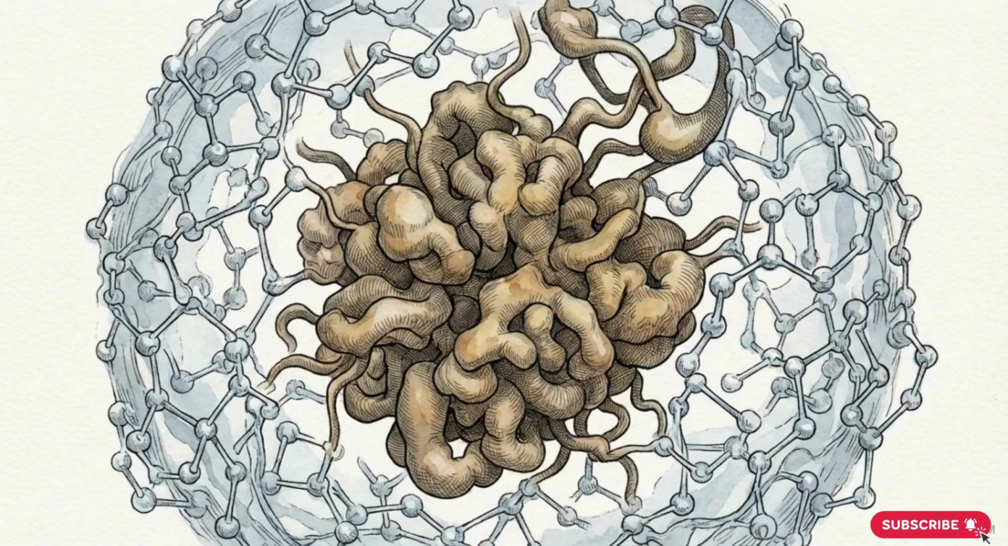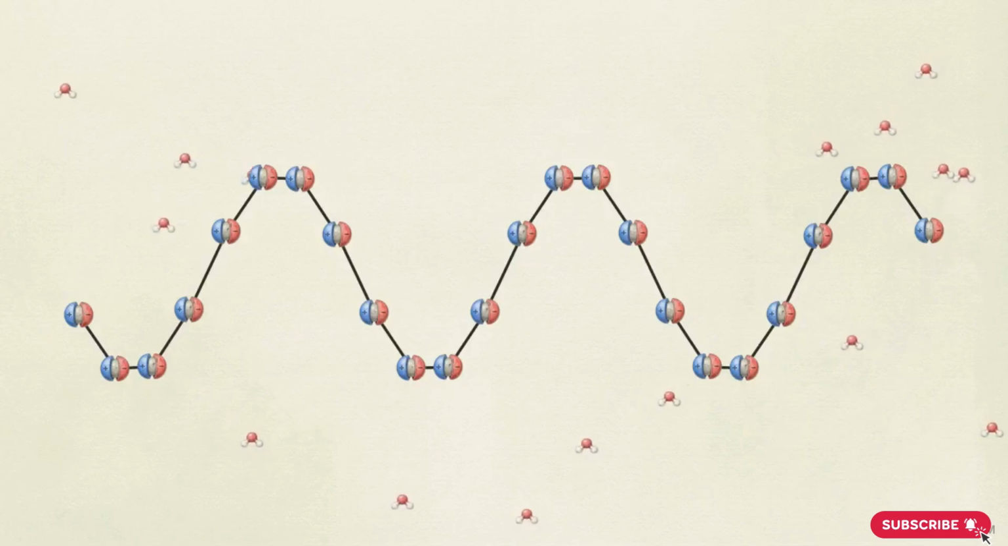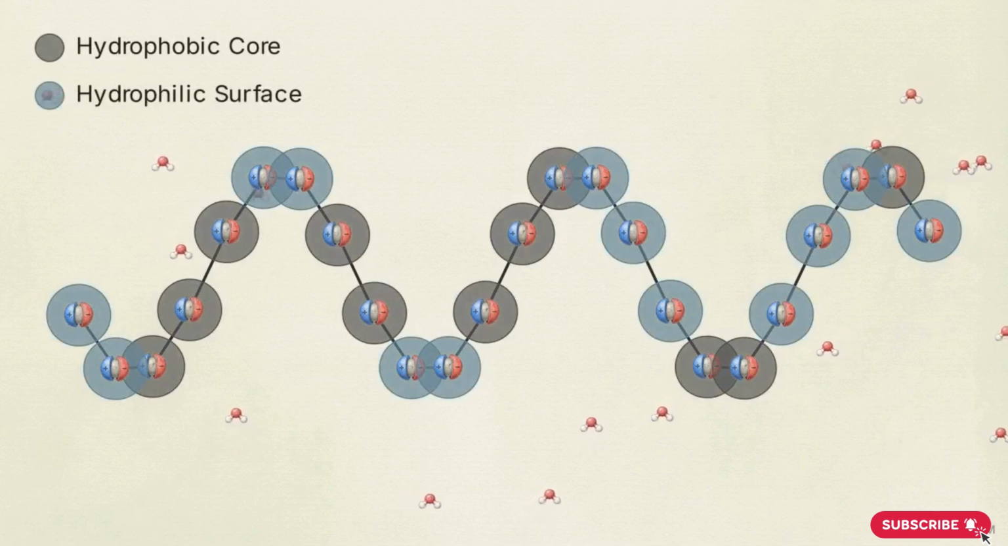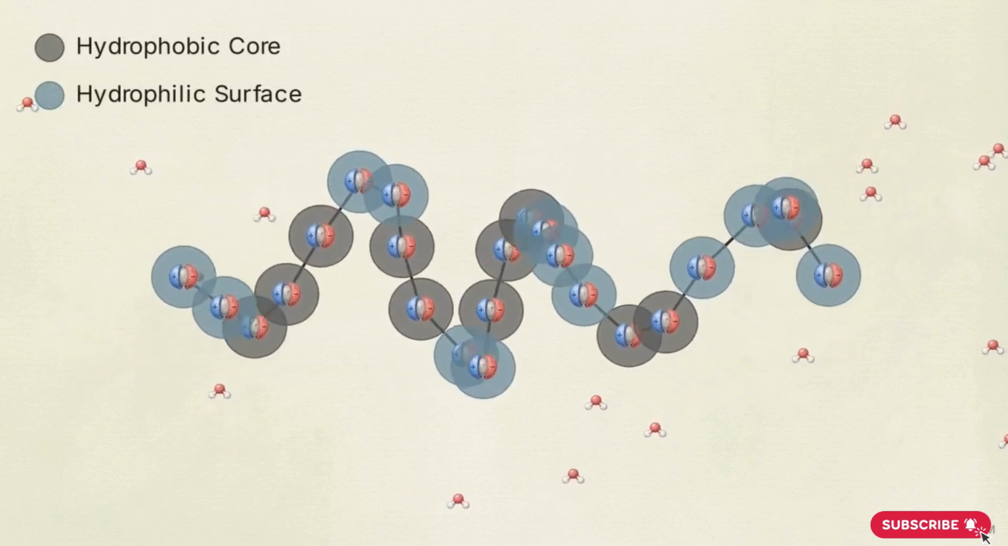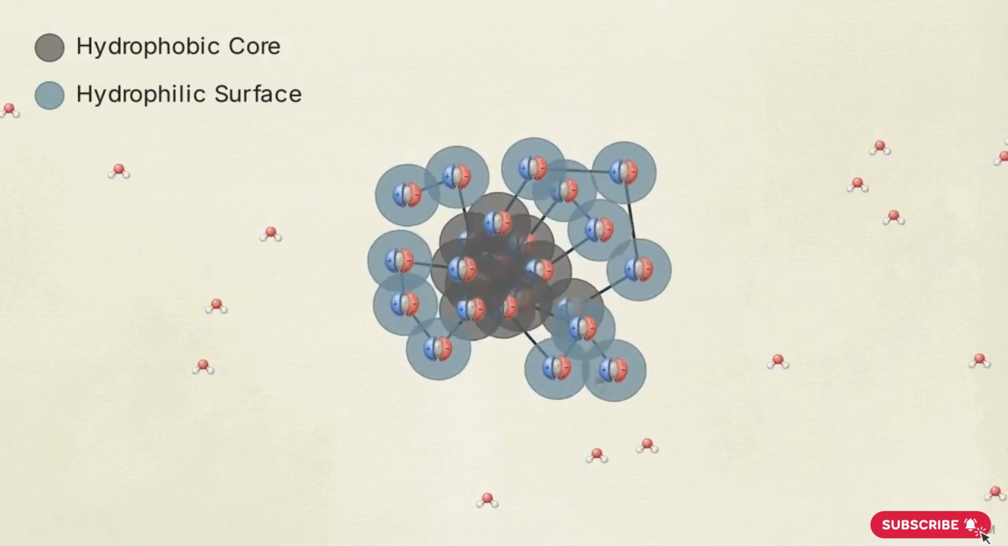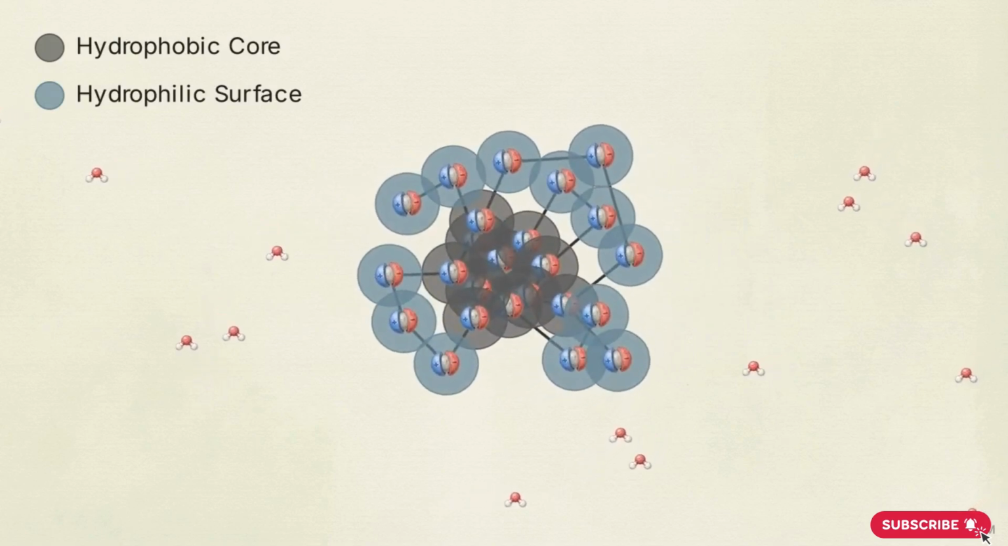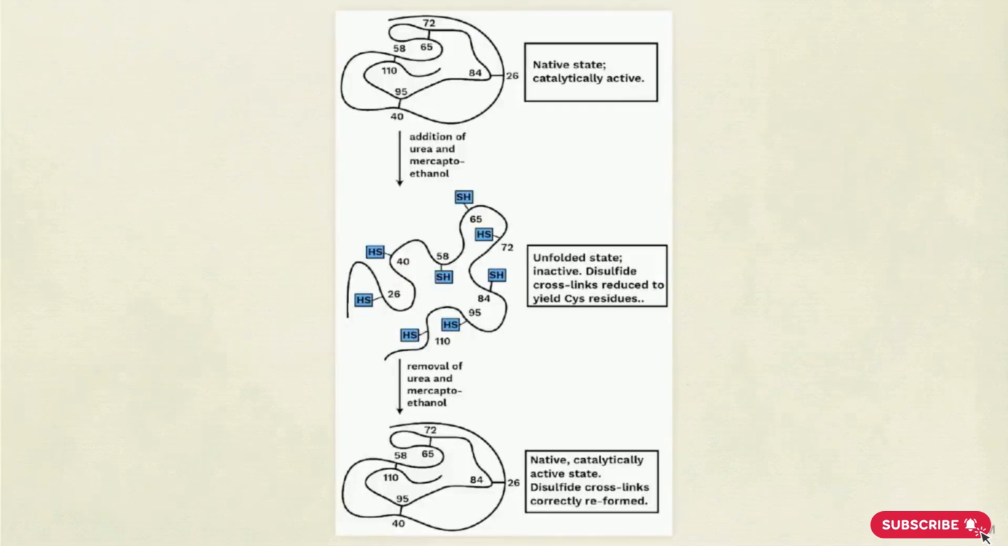In an aqueous cellular environment, the protein folds inward, burying its nonpolar, water-tolerant R groups deep in its core to achieve a compact globular structure. This diagram outlines Christian Anfinsen's experiment on ribonuclease A, which proved that all instructions for this folding process exist solely in the primary sequence. Anfinsen started with the intact, active native state.